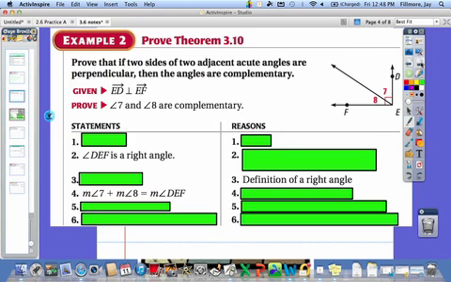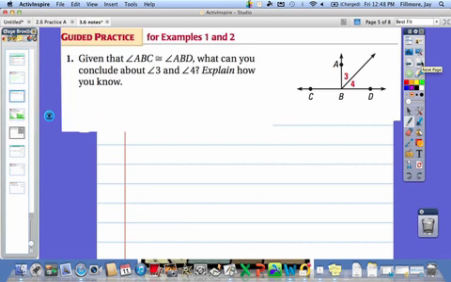And we're not going to do the proof for this one. But looking at this example, given that angle ABC is congruent to angle ABD, what can we conclude about angles 3 and 4? Explain. Well, if these two angles are congruent, we know they should both be 90 degrees because they add to give us a straight line.